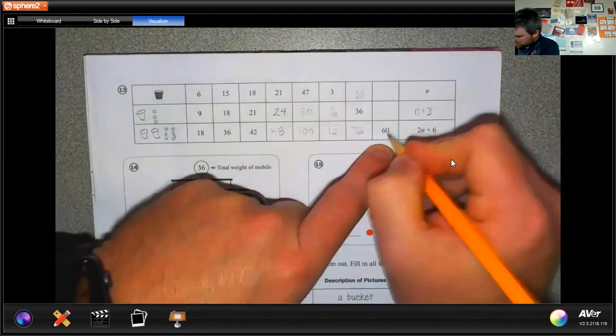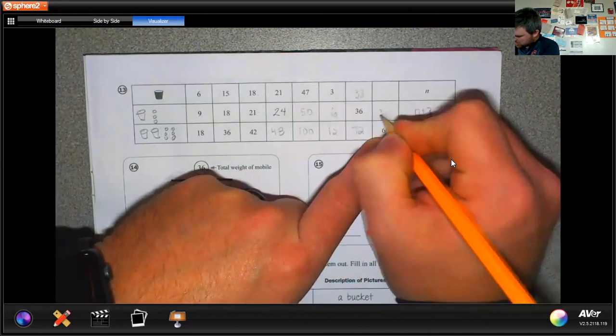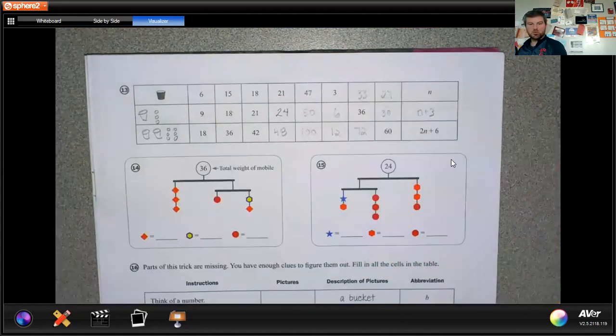Now going the other way, you got to divide by 2. So 60 divided by 2 is 30. 30 minus 3 is 27. And we've got that table all filled out.